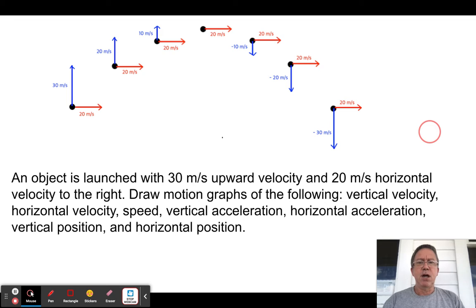So let's just try this. If I launch an object, say at 30 meters per second upward velocity and 20 meters per second horizontal velocity, I want to draw some motion graphs of the different components of motion. So remember, it starts off with 20 meters per second horizontal, and 30 meters per second initial vertical velocity at launch. The 20 would stay constant all the way across, but the 30 would go down at 10 meters per second squared. So every second it's going to lose 10 meters per second of velocity. It starts at 30, a second later it's 20, then 10, then 0, then negative 10, negative 20, negative 30, right? So a equals delta v over delta t. Let's see what we get here.